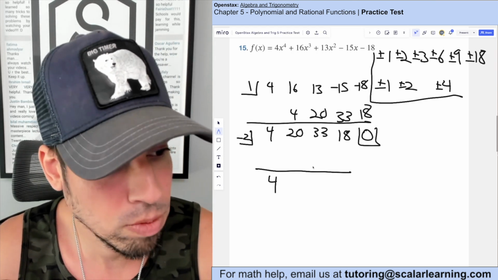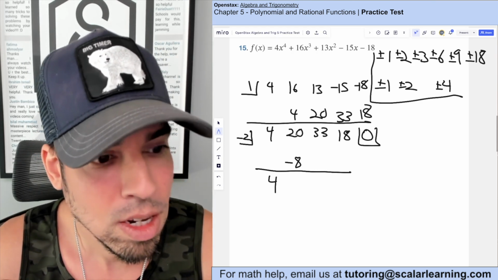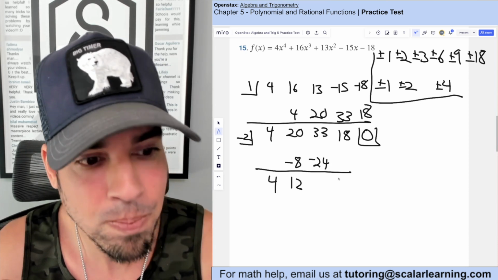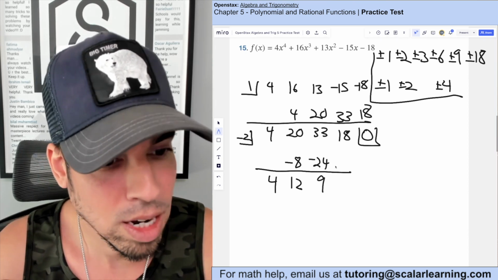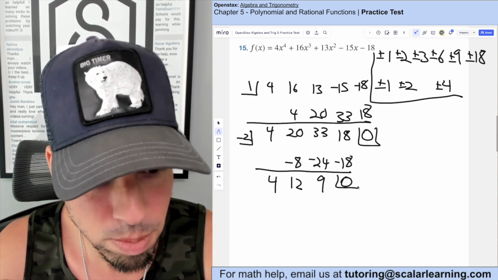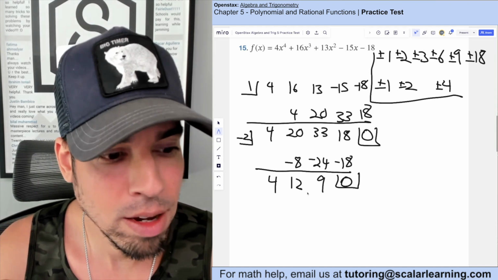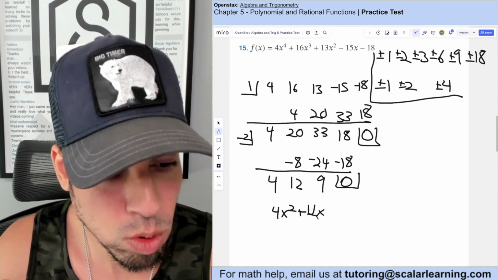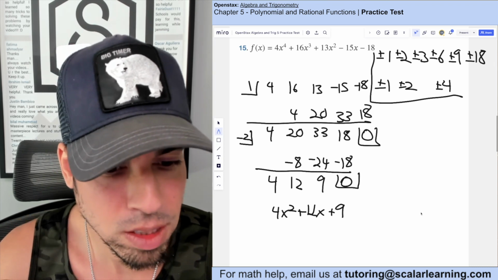So we drop the 4. 4 times -2 is -8. 20 plus -8 is 12. Times -2 is -24. Plus 33 is 9. 9 times -2 is -18. Check it out. That zeroes out to a remainder of 0. So now we have 3 terms. Now we can write this as 4x squared plus 12x plus 9, and we can see if this is factorable.